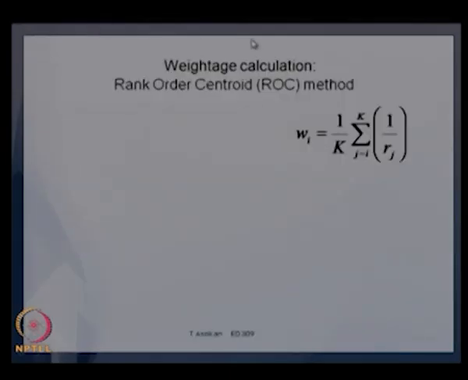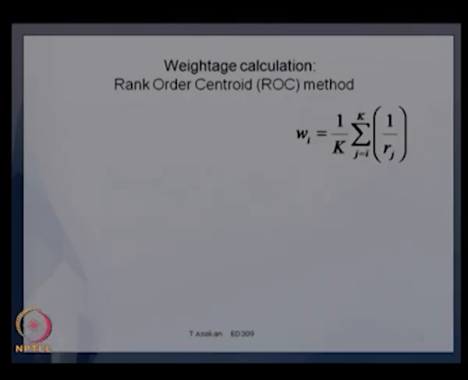Okay. So I mentioned the weightage calculation. We need to find out the Wi value for the weightage of each individual objective. This is done using the method called rank order centroid method. The rank order centroid method is given by Wi = (1/k) Σ (j = i to k) 1/rj, where rj is the value of the objective hierarchy given by the system at the system design.